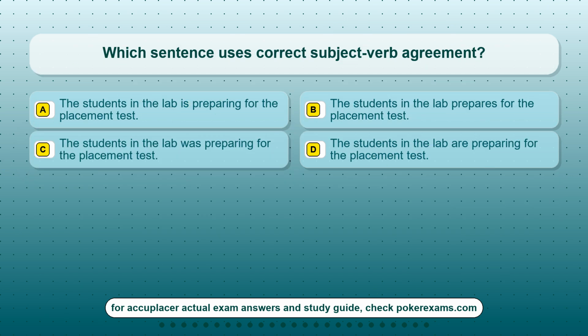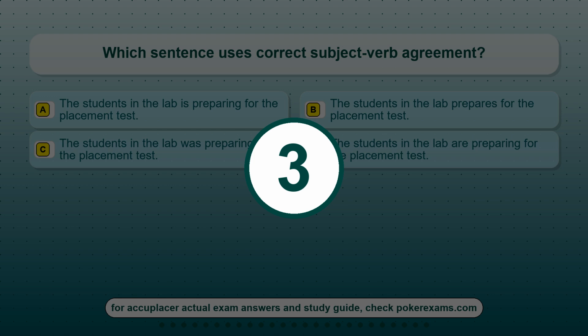Question 7. Which sentence uses correct subject-verb agreement? Option A. The students in the lab is preparing for the placement test. Option B. The students in the lab prepares for the placement test. Option C. The students in the lab was preparing for the placement test. Option D. The students in the lab are preparing for the placement test.